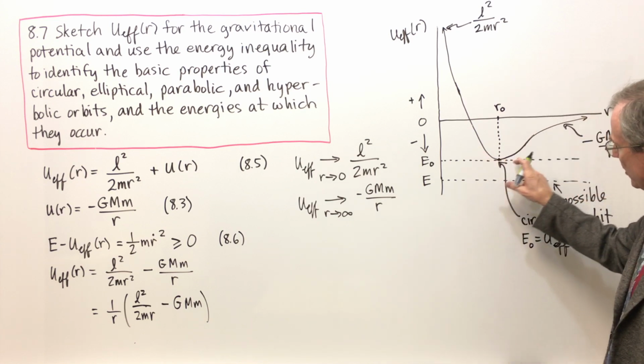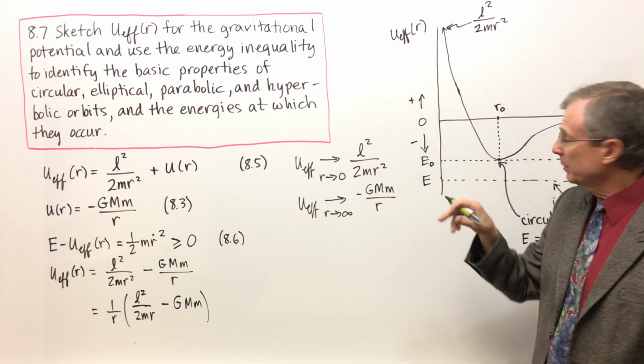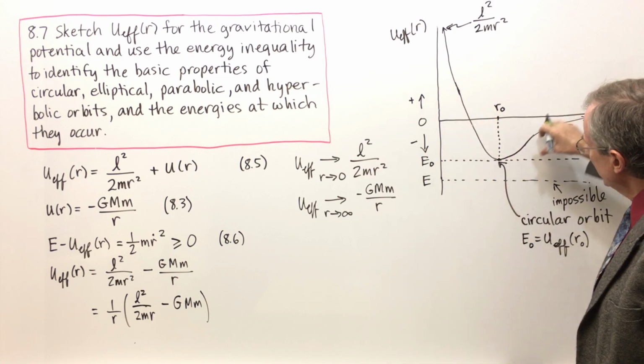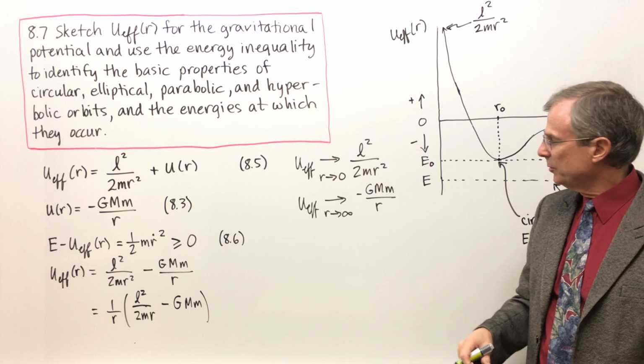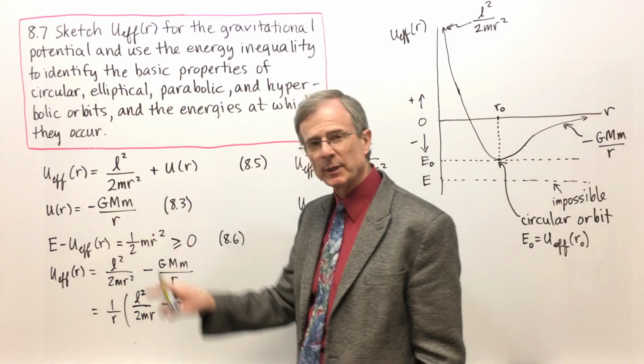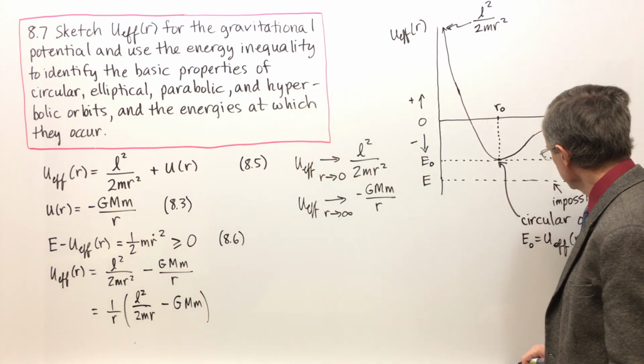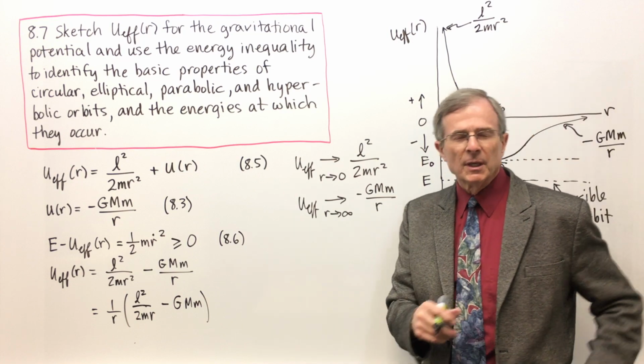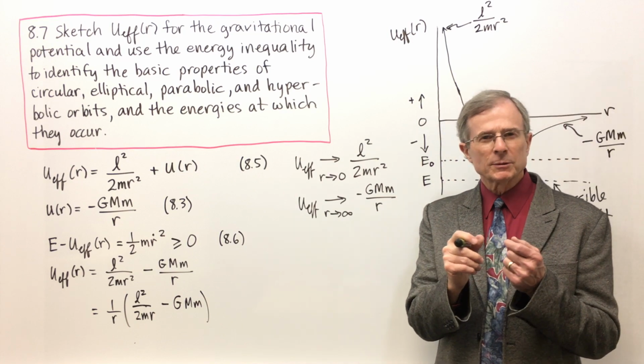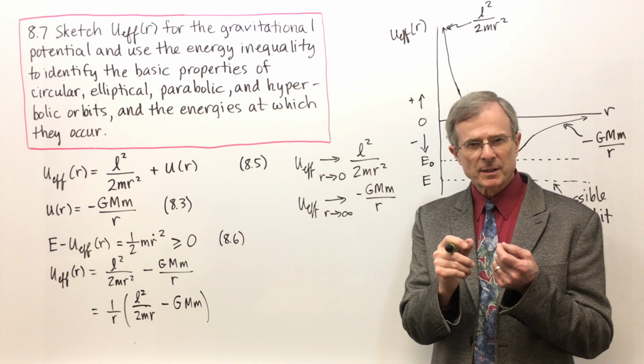And how do you find that R naught? Well, you'll do it as a homework problem, and you'll find the minimum. Just take the derivative of U effective with respect to R, and you'll find that minimum. That's a circular orbit. How do I know it's circular? It's because R is always equal to R naught. There's no other value that R can be.